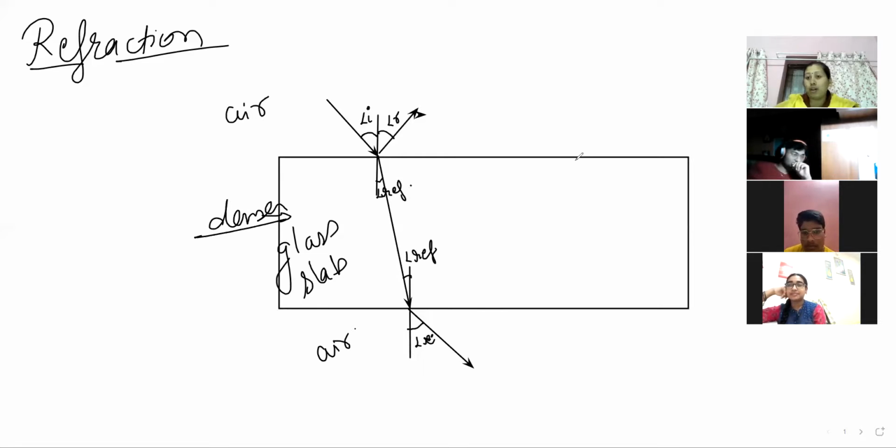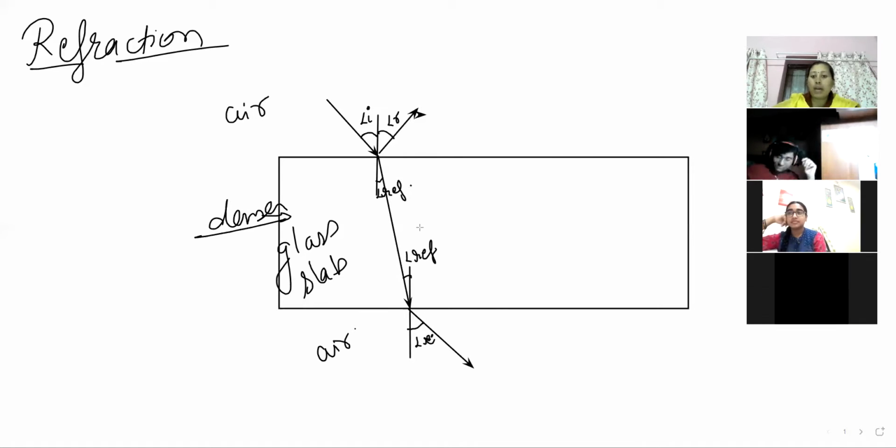Now learn the rule of refraction. One more thing. Some part of the light will reflect here also. It's a matter of equal. This is the incident ray for this one, and this will be reflected. Okay. Now, what is happening?